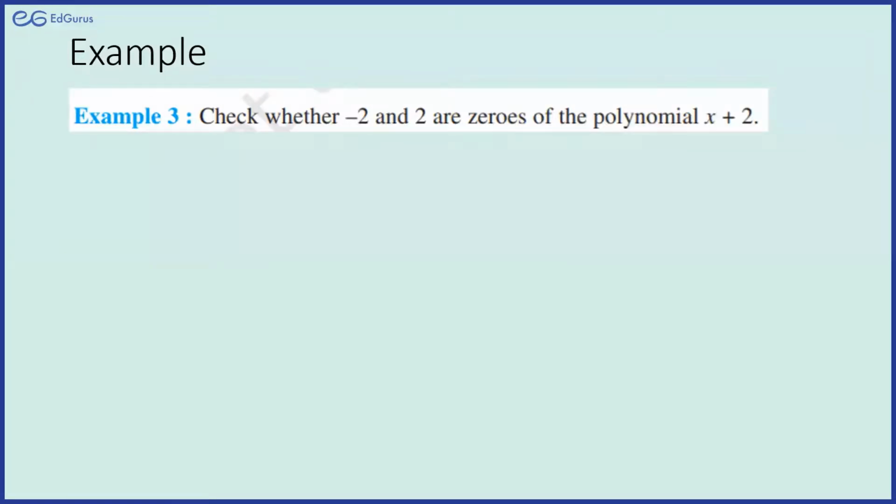Now we will check whether -2 and 2 are zeros of the given polynomial. Check and tell me. Type in the chat window. Is -2 a zero of the polynomial x plus 2? So you have the polynomial p of x equal to x plus 2, and we are asking, is -2 a zero of this polynomial? That means if I substitute -2 here, my answer should be 0. Then only is -2 a zero. So substitute.